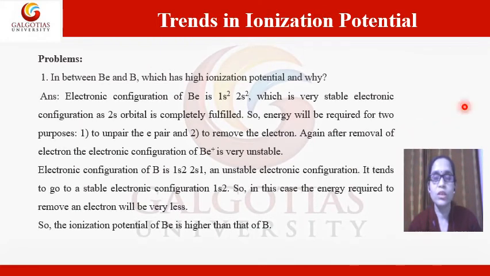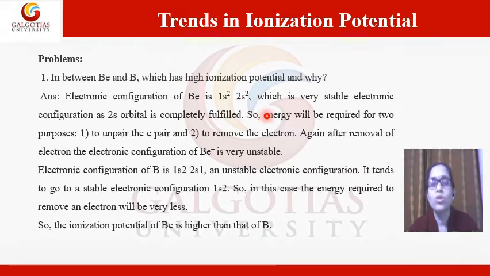So let us discuss some problems. Between beryllium and boron, which has higher ionization potential or energy, and why? First, you know the electronic configuration of beryllium is 1s2 2s2. Here you see the 2s2 is completely filled, so it is a very stable electronic configuration as the 2s orbital is completely filled.